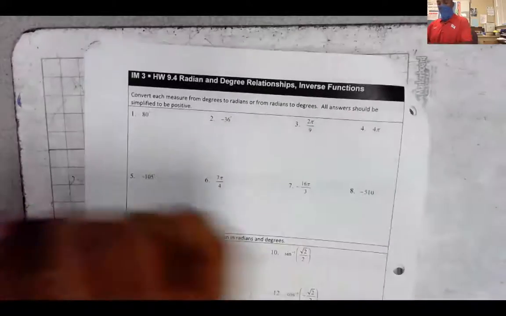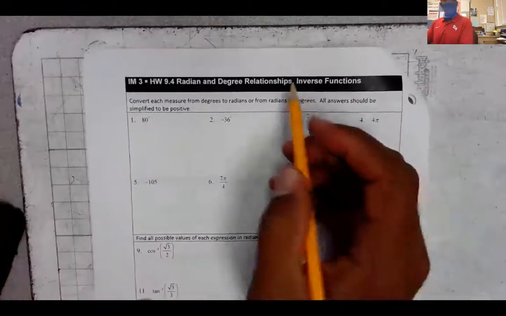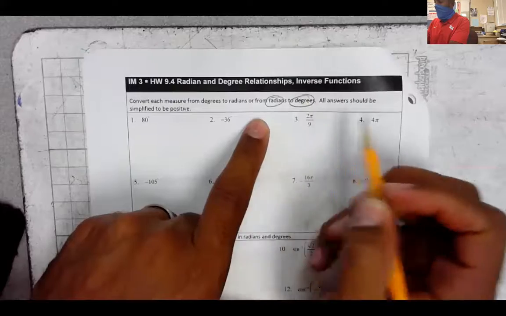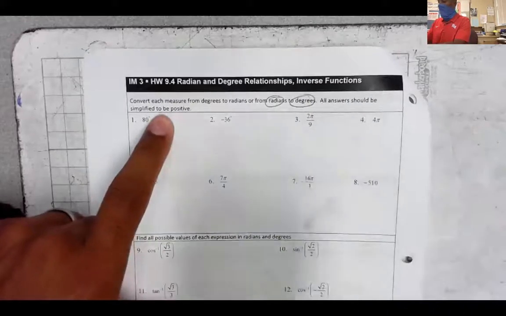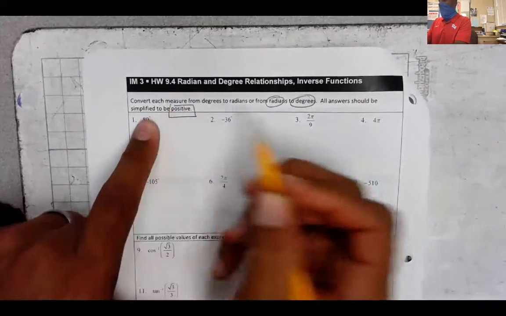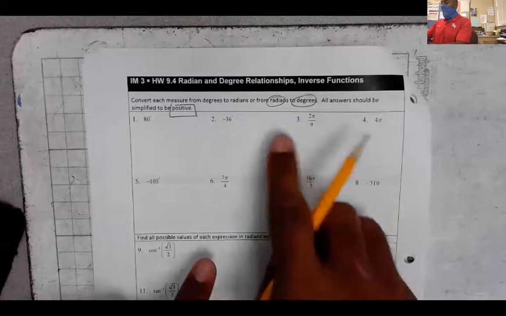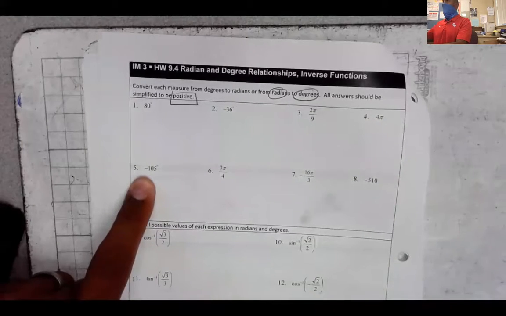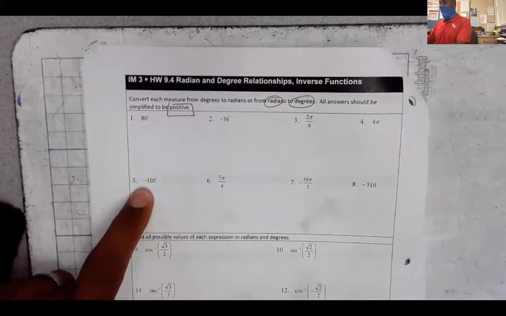So if I'm looking at this first one, the key thing with this one, guys, is just make sure that you are going from either radians to degrees or degrees to radians, and all your answers must be positive. So notice how a few of these are negative. So that means we got to convert them to positive first, okay? So let's focus on just how to convert first.